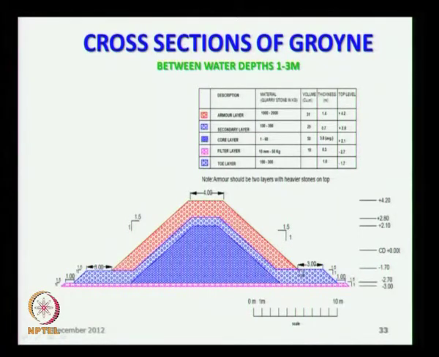The toe width is 3 meters, the depth is about a meter, and the slope on both sides is about 1.5 horizontal to 1 vertical. The top level is 4.2; the highest water level is somewhere around plus 2.2 or so, and we are keeping the top much above this, at 4.2 meters.